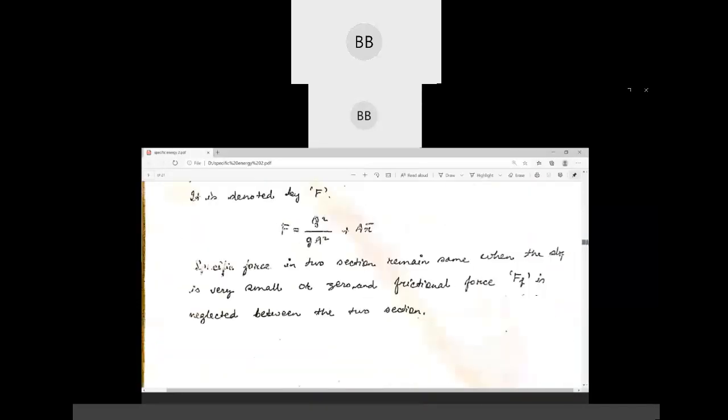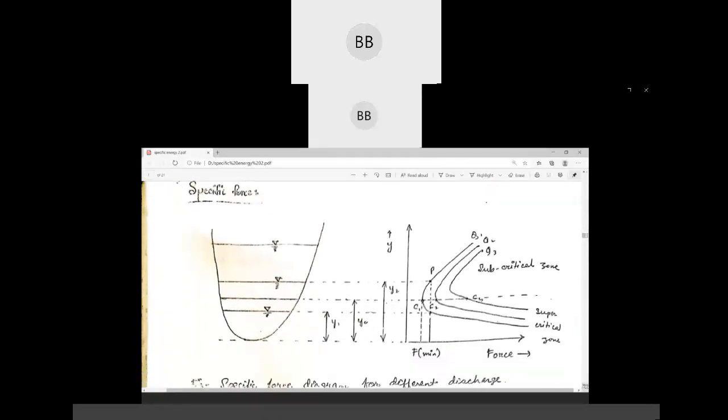We are almost towards the end of this unit. Only one thing we need to discuss, that is your specific force. This is a very small topic, and then we have a derivation. The derivation part we will do in the next class. Only the derivation is left out, so we'll do the derivation in the next class, and then we move on to the next unit.